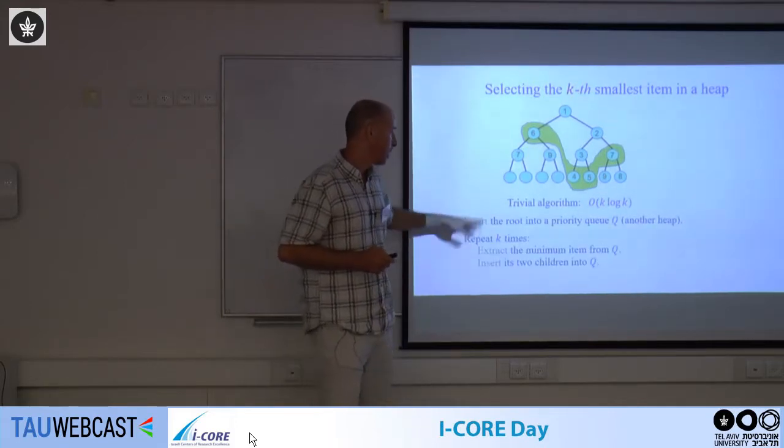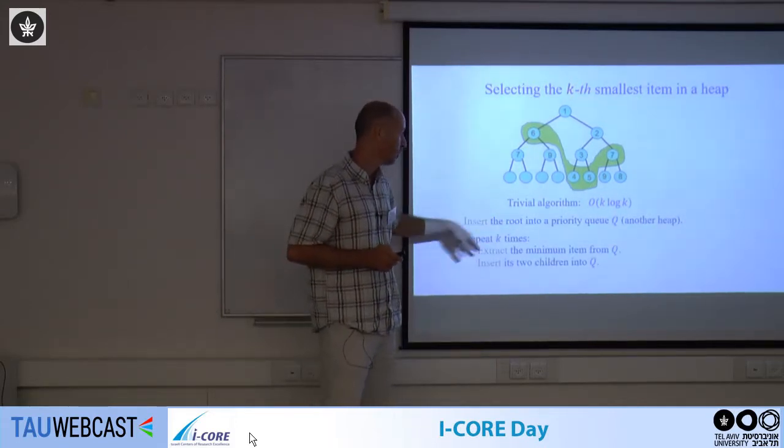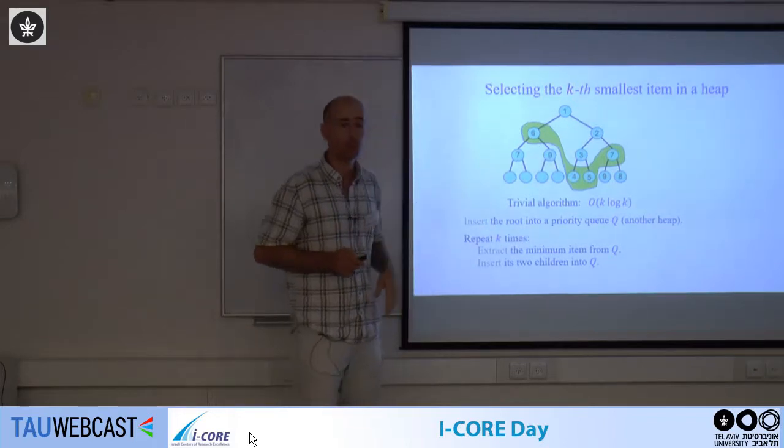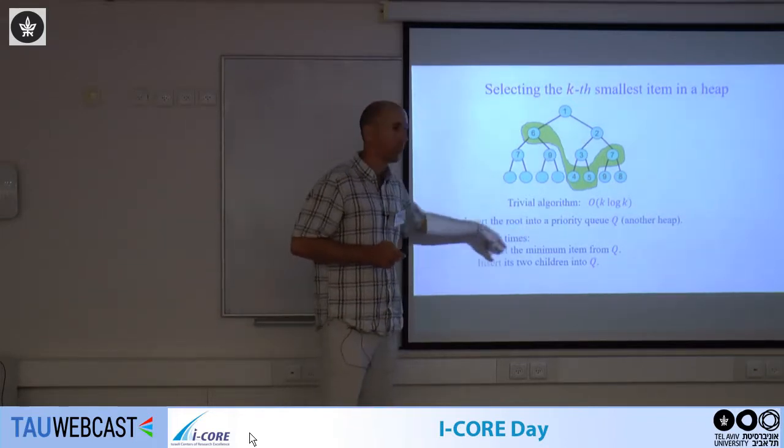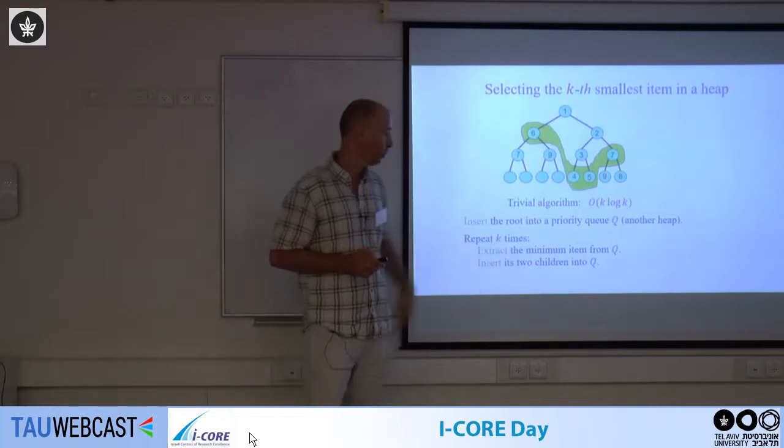This is just the algorithm I mentioned. We insert the root into a secondary heap q, and then k times we extract the minimum and add the two children.